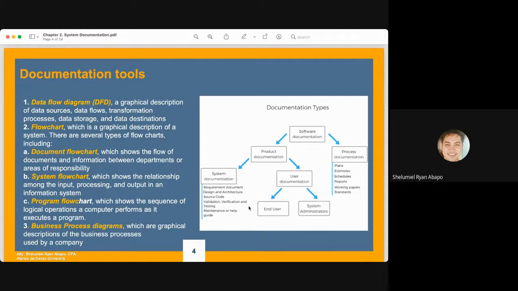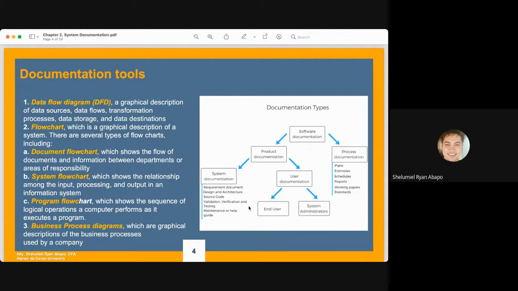Another would be a flowchart. A flowchart is also a graphical description, but this one will be divided into several types. We have the document flowchart, which will show you the flow of documents and information from one department or area of responsibility to another department. A system flowchart, on the other hand, will show you the relationship among the input, how the input is processed, and the output in an information system. Another type of flowchart will be the program flowchart, which shows the sequence of logical operations that a computer performs as it executes a program.